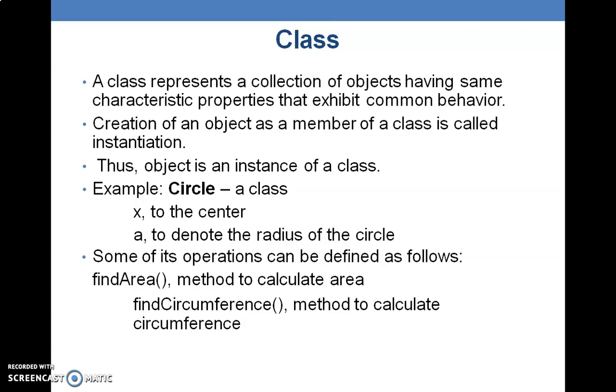Another example is if you take a circle, then in the circle, A will be denoted as the radius and X will be denoted as the center. Both the center and radius are used to calculate the area and give the circumference of the circle.